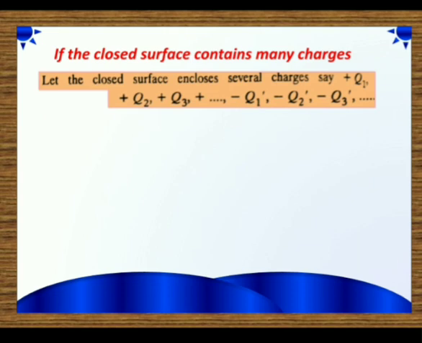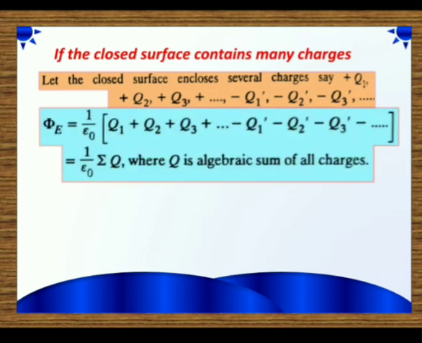Then what I have to do? I have to find the net charge by summing them, an algebraic sum. I have to sum up all the charges to get the net charge, then divide by epsilon naught, which gives the electric flux. So, phi is equal to 1 by epsilon naught summation q. What is summation q here? The net charge, determined by summing up all the charges enclosed by the surface.